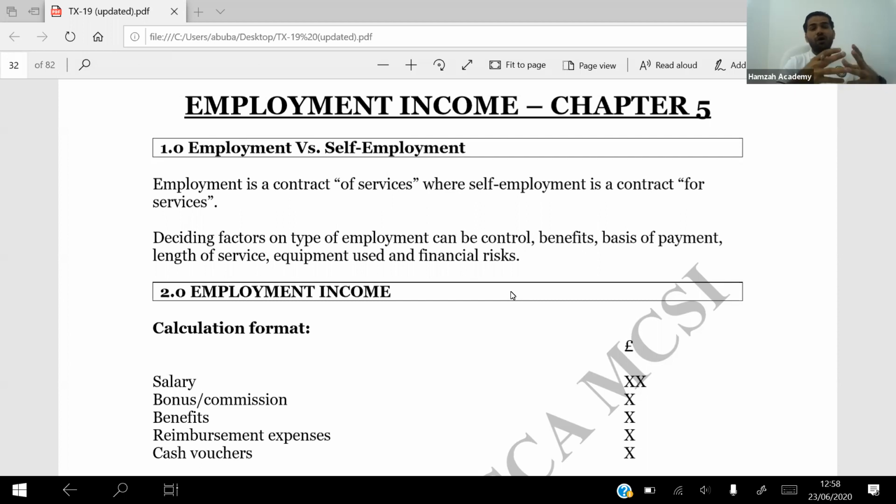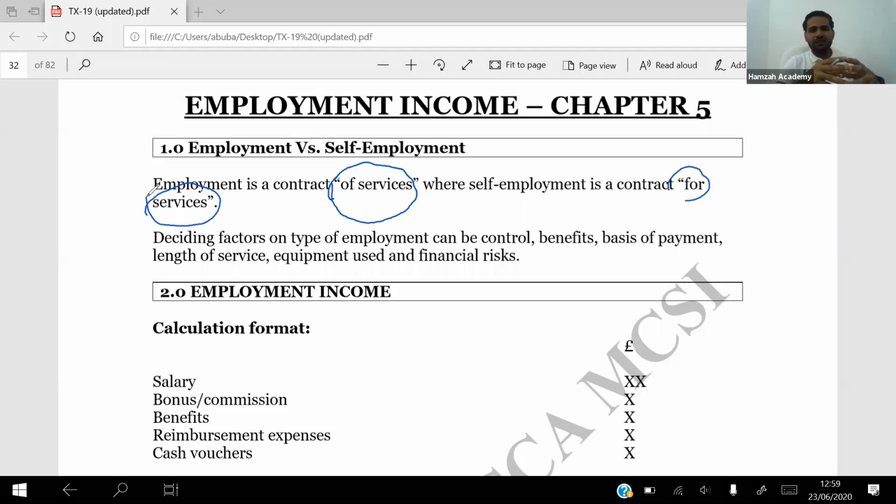Employment is a contract of services. Again, I would say it's a contract of services. It means you have a contract with some company that you will be working for them. You will be providing services to that company against a remuneration package. But on the other hand, self-employment is a contract for services. Again, I would say it's a contract for services. So, as it's written here, employment is a contract of services and self-employment is a contract for services.